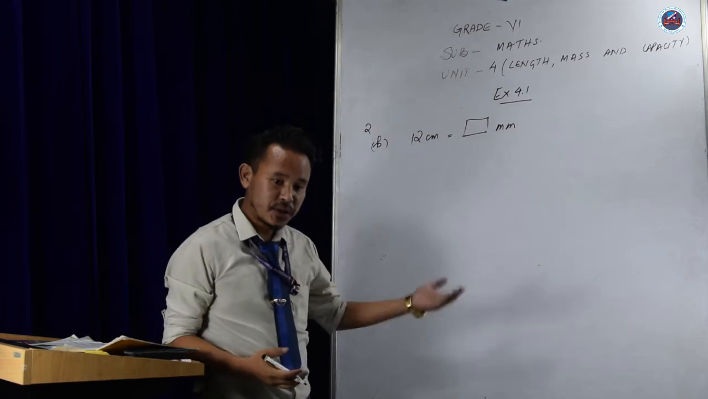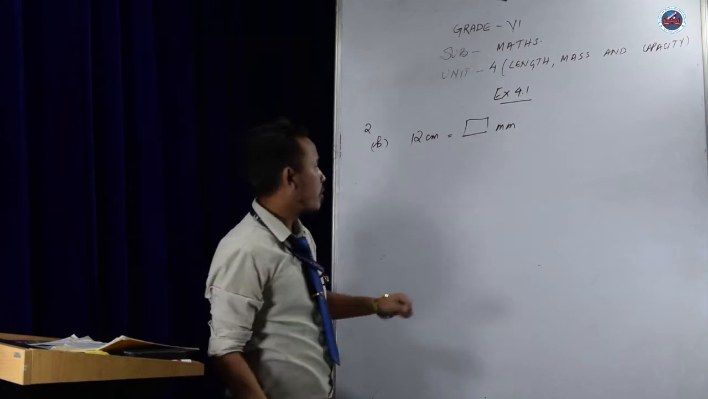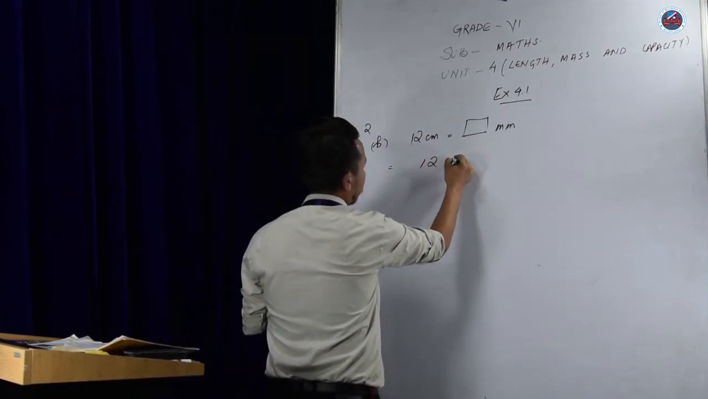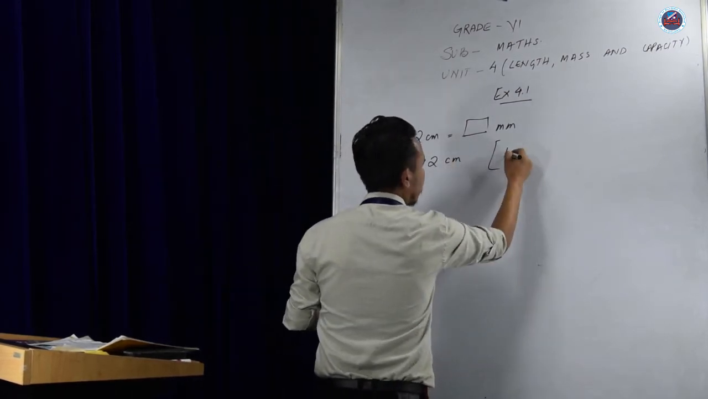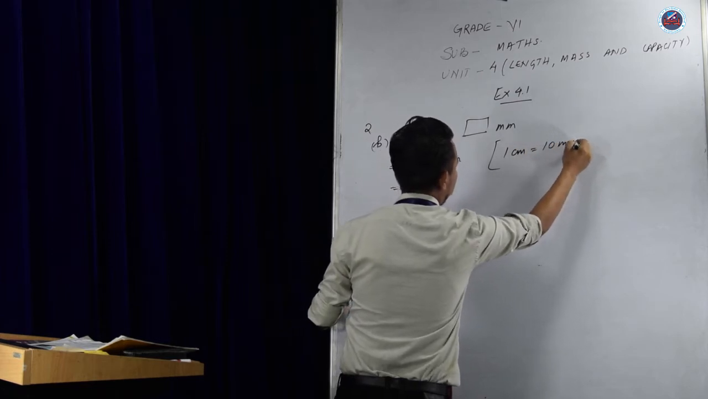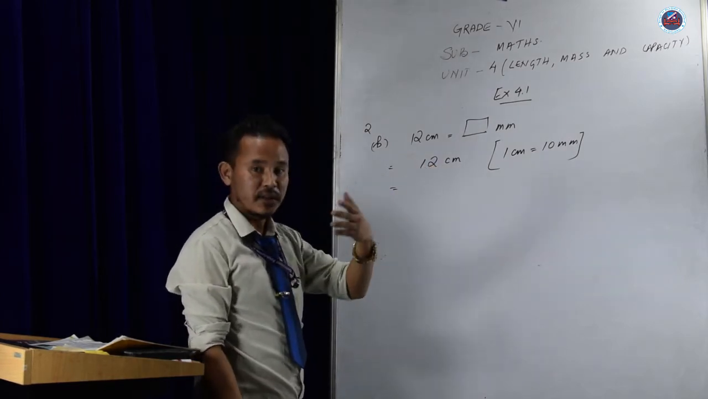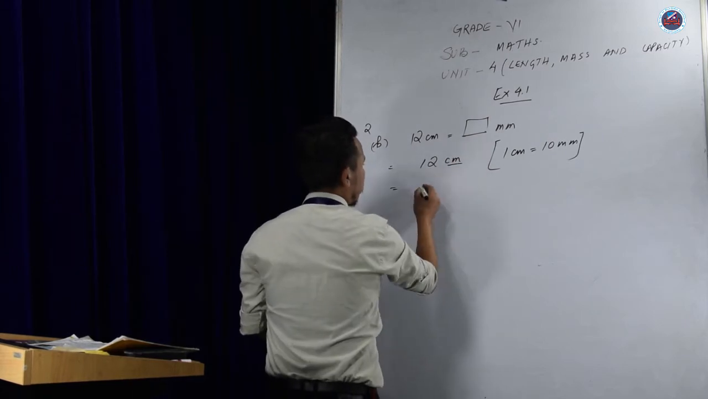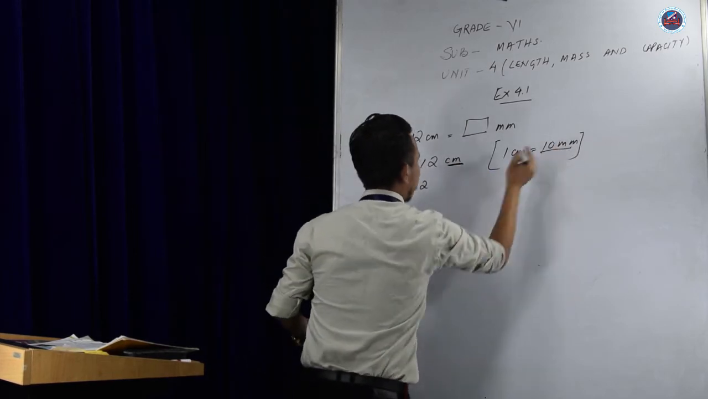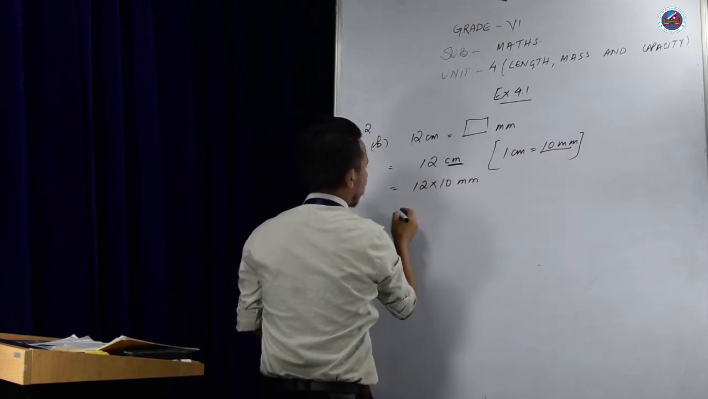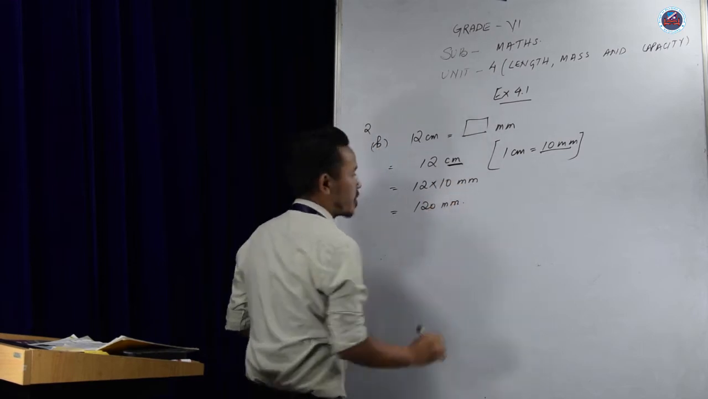As I have mentioned earlier also, when we have to convert the bigger into smaller, we multiply. So what you can do is you can take 12 centimeter, and since 1 centimeter is equal to 10 millimeter, which you can see from the table which I have done earlier, we have to convert this centimeter into millimeter. So what do we do? It's very simple. Instead of centimeter, we can put 10 millimeter. That means 12 centimeter, when we convert it to millimeter, becomes 120 millimeter.